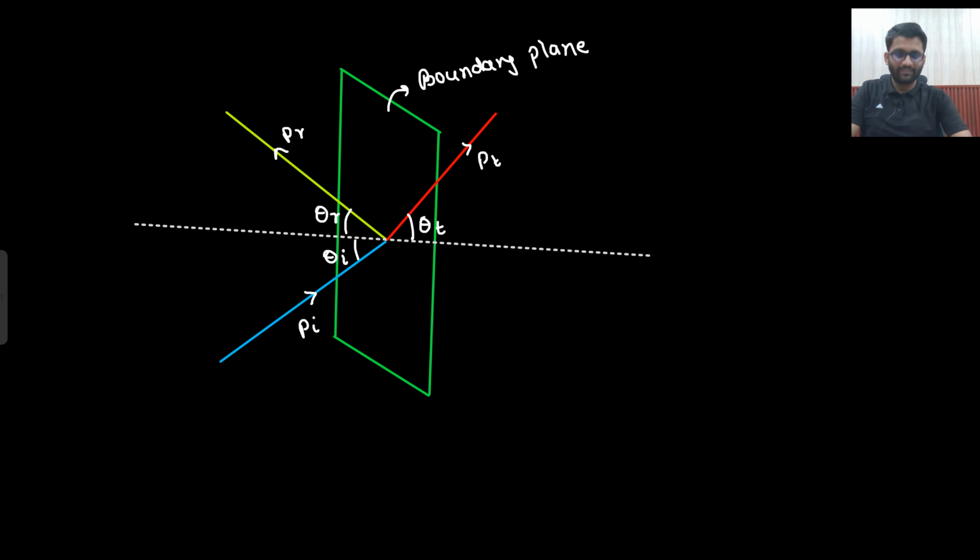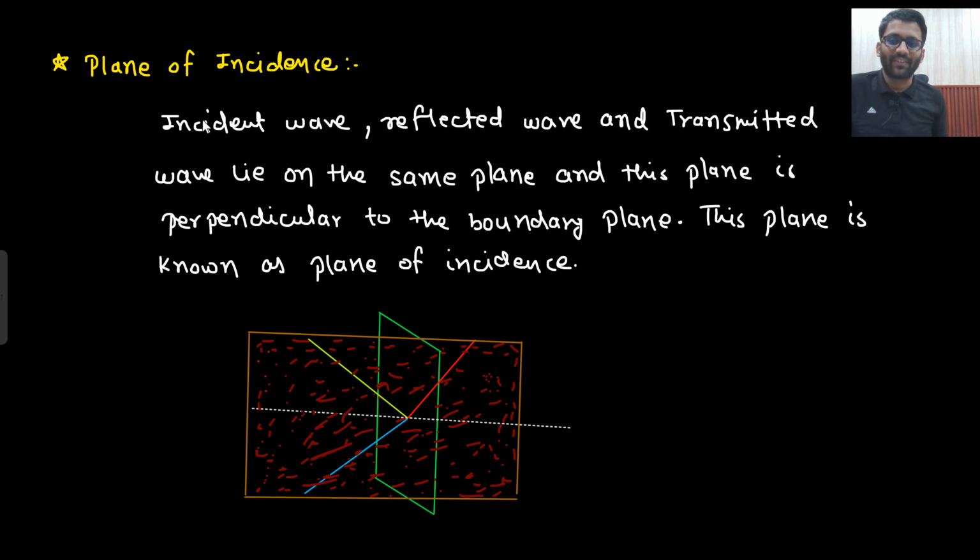So that we are going to write down: plane of incidence. The incident wave, reflected wave, and transmitted wave will lie on the same plane, and this plane is perpendicular to the boundary plane, and this plane is known as the plane of incidence. So this is my plane of incidence.